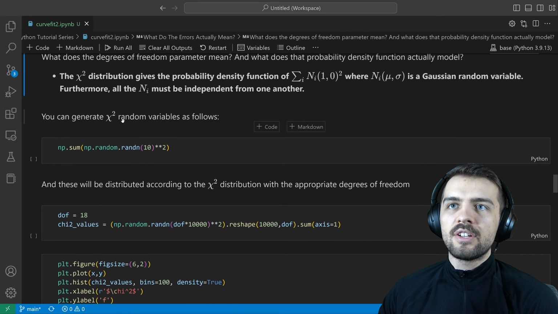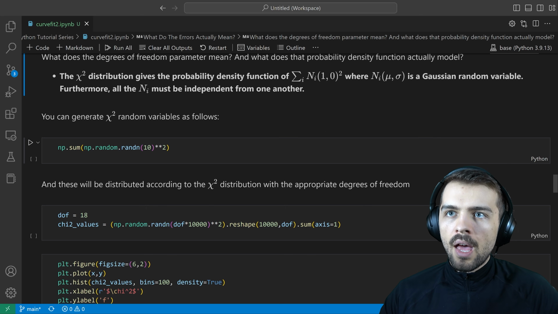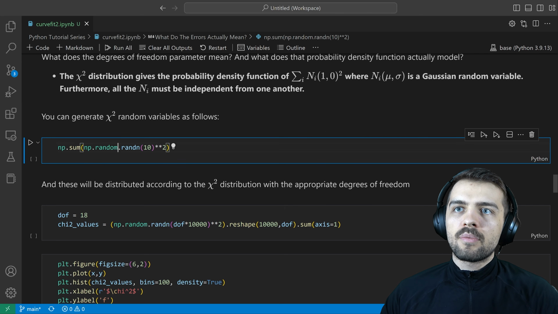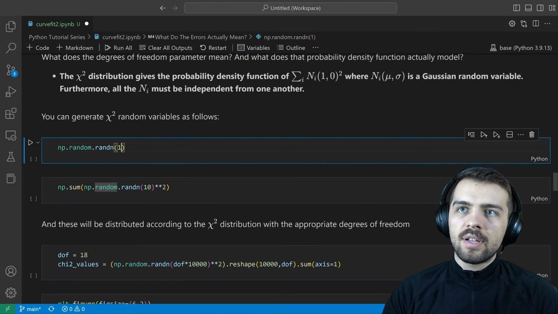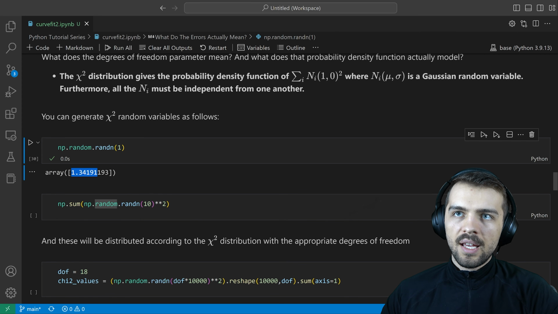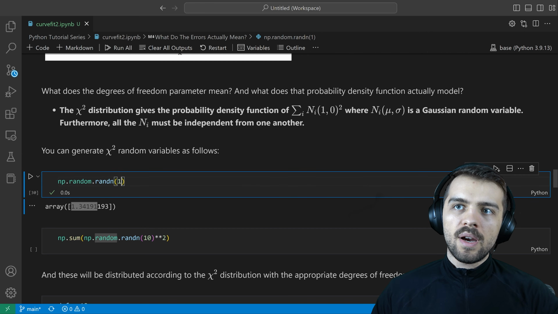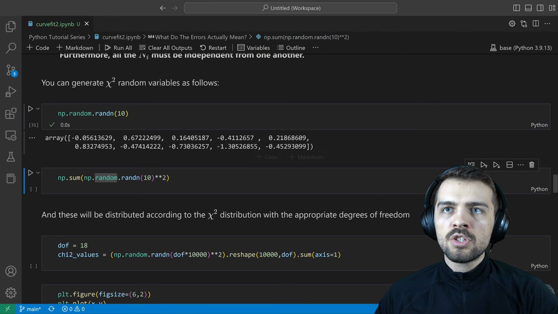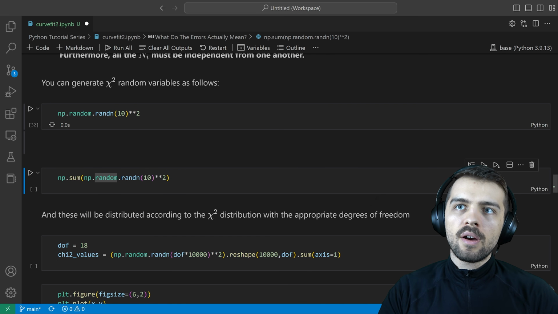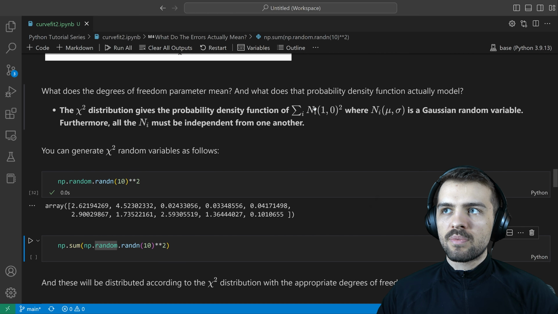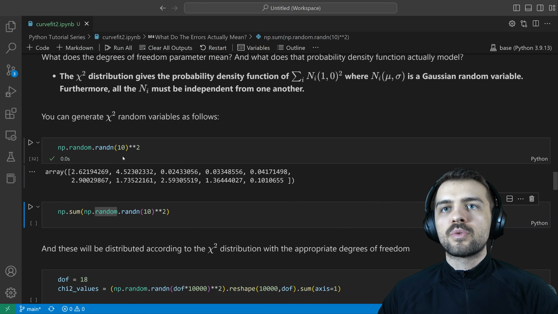So here might be how I generate a single chi-squared random variable. Well, I know that np.random.randn, right? If I just call it with 1, it will give me one random variable like this. Now, what I want is to square a bunch of them together. So let's square 10 of them together, right? So here's 10 numbers. Let's square all of them. So now I have each of these random variables. They're independent from each other and they're squared.